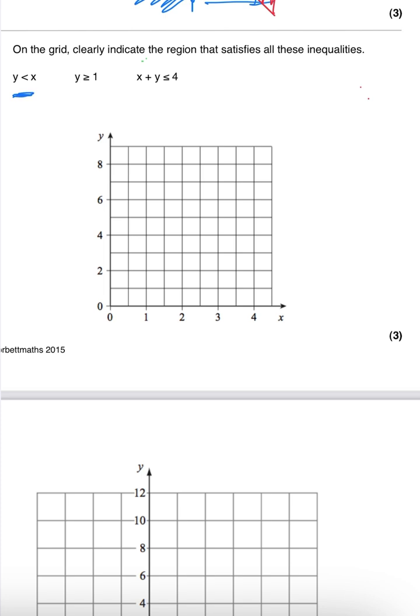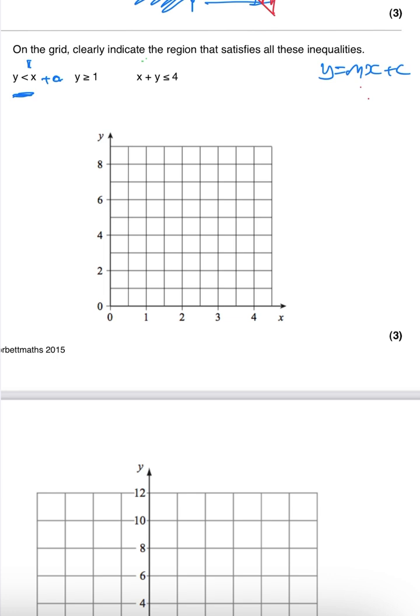The only difference here is that when we draw a line, it has to be a dotted line to indicate that the value cannot be on that line. So if y is less than x, we can also think of this in terms of y equals mx plus c. Here, the gradient is 1 and the y-intercept is 0, because it's 1x plus 0, which is the same as just x on its own.